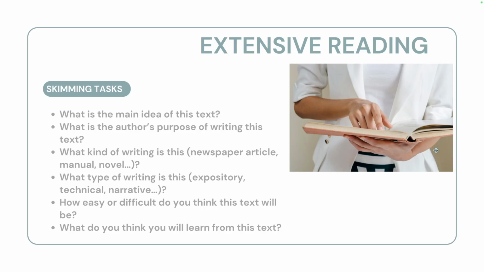Okay, so what are some tasks that you can do? The first is skimming. We talked about skimming and scanning before, but something you can do at the extensive level is give them the entire story and then ask questions like, what's the main idea of the text? What's the author's purpose? What type of writing is it? How easy or difficult do you think it will be? What do you think you'll learn from this text? So these are some pre-reading questions you can give them.